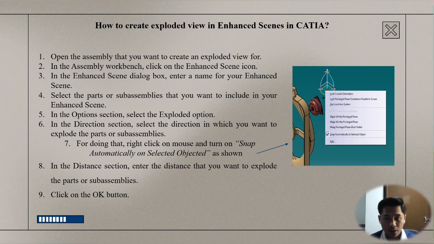Okay, so here is the process, a theoretical process on how to create an exploded view in enhanced scenes. The figure next to the process actually says snap automatically to select object, which is the function to move the parts whichever we want and how the distance of the parts we would like to extend.